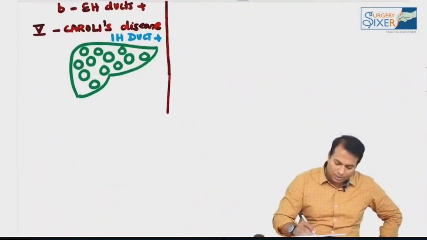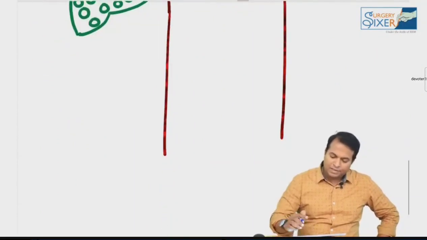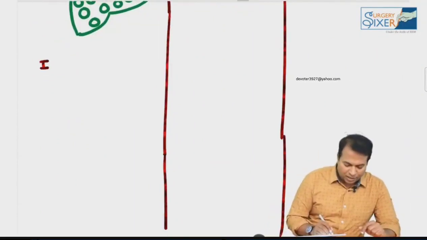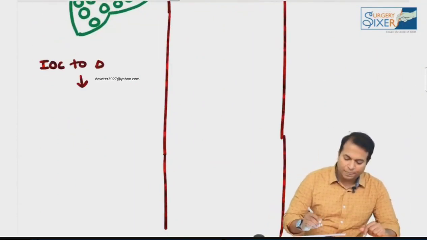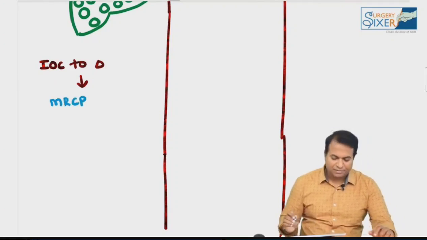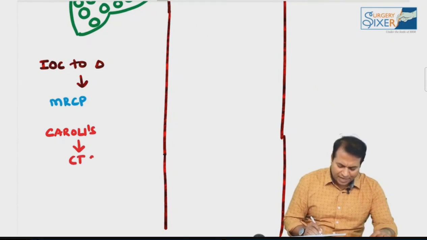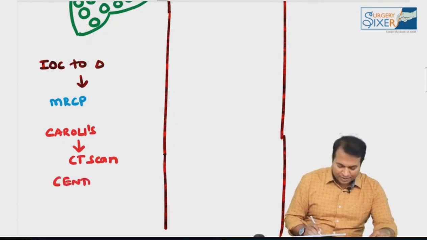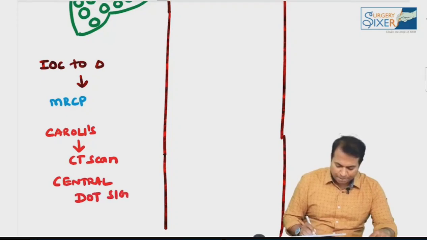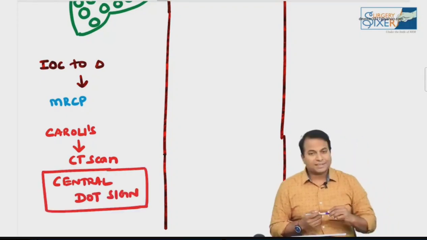disease. Now coming to the investigations of these 3 diseases. Investigation of choice to diagnose choledochal cyst is what? MRCP is the investigation of choice. Caroli's disease on CT scan shows a sign. What is the sign? That is known as central dot sign.